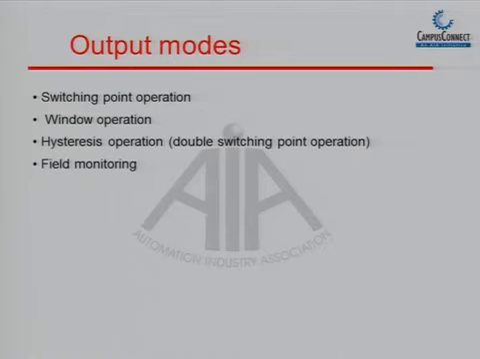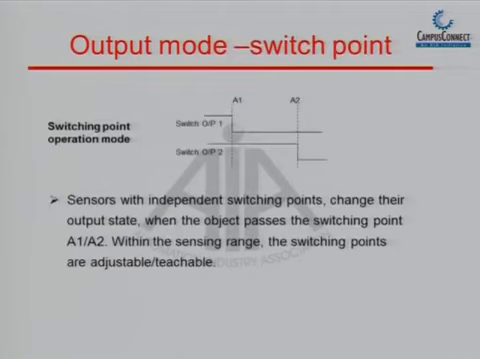These are some of the outputs, I will not go into the details. We have switch outputs, these sensors have analog outputs 4 to 20 mA for continuous measurement. Then hysteresis mode, that means you can teach field monitoring. These are all types of outputs of these sensors.